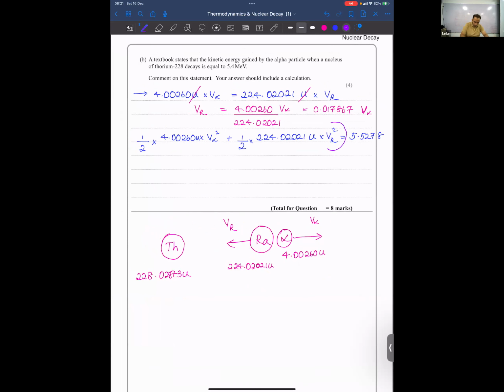You calculate and see if it is very close to 5.4 or not. Anyway, we have to comment on this statement. If it is a different value, we can say no, it is not. The question says the textbook states that the kinetic energy gained by the alpha particle is 5.4 mega electron volts. Comment on this statement. Your answer should include a calculation. So you calculate the kinetic energy of the alpha particle and then make a comparison whether it is 5.4 or not. That is one way of doing it.